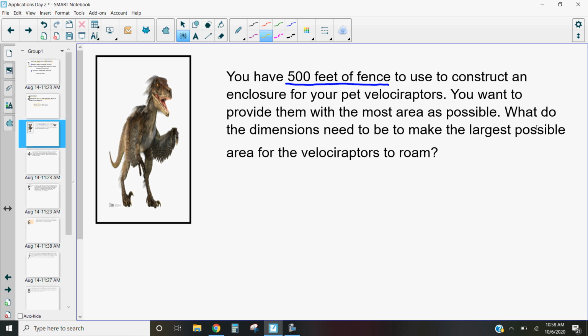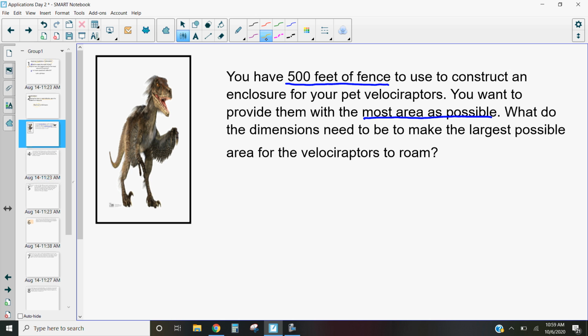What we want to do is give them the most area possible. So that most area is where the optimization comes in. And what we need to do is figure out what the dimensions should be so they have the most space. So let's first take a look at our area here.